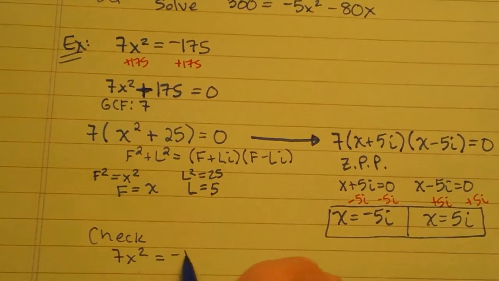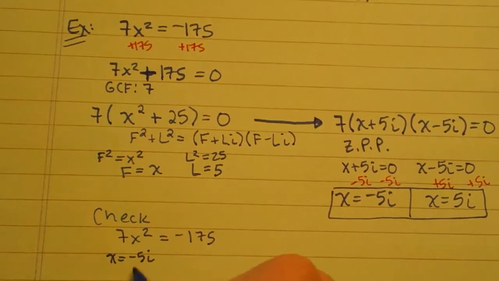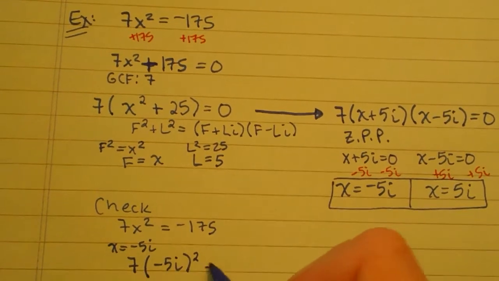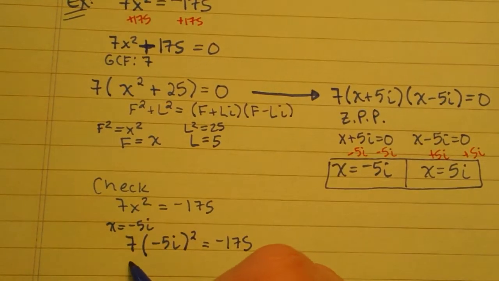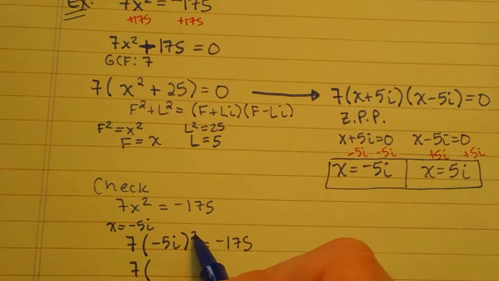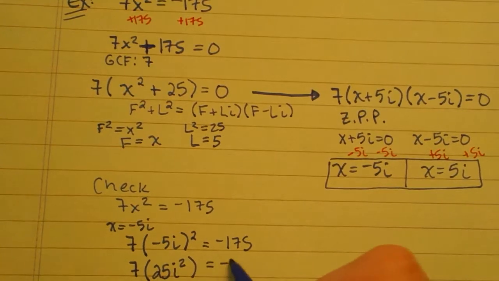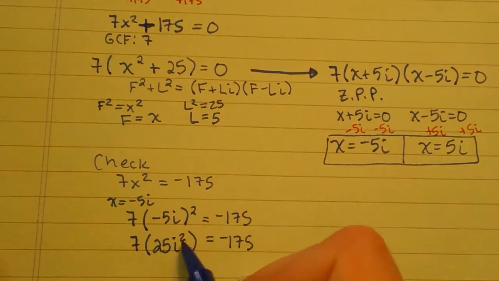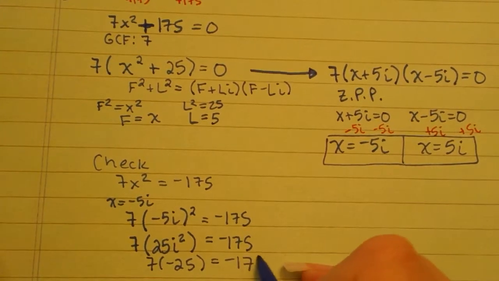7x squared equals negative 175. x equals negative 5i would be 7 times negative 5i quantity squared equals negative 175. I will apply that exponent first, so that would give me 7 times negative 5 times negative 5 is 25. i times i is i squared equals negative 175. Now remember that i squared is equal to negative 1. So really in this parenthesis I have 25 times negative 1. So 7 times negative 25 equals negative 175.